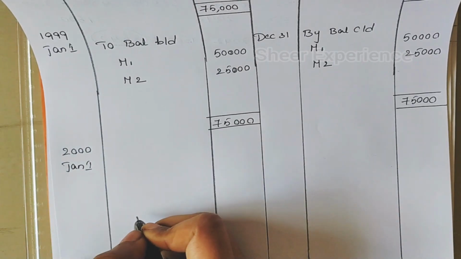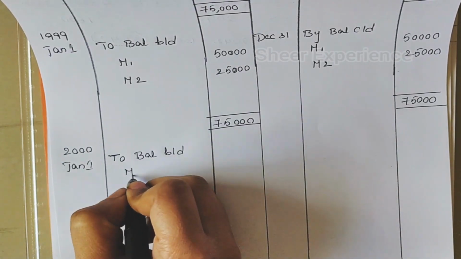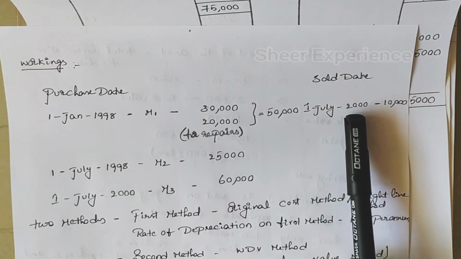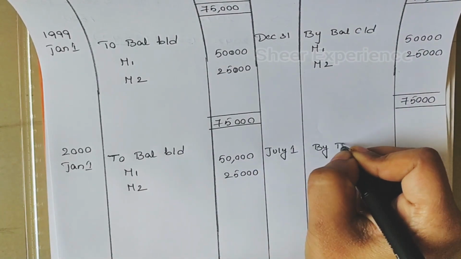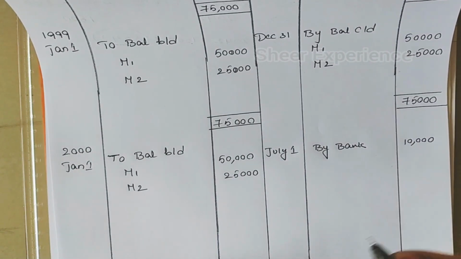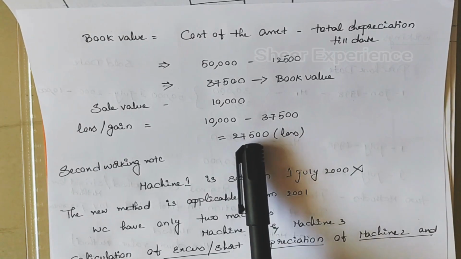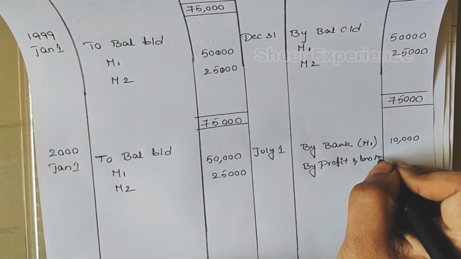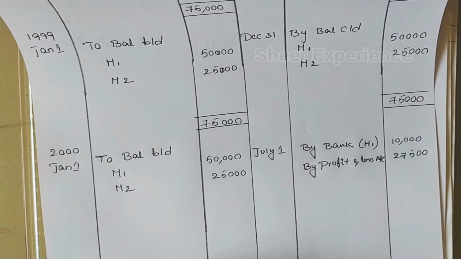In the beginning of the third year, that is in 2000, we will bring down the same balances for Mission 1 and Mission 2. In this year, on July 1st, we have sold Mission 1 for 10,000. So we will mention by bank account in the particulars column on the credit side and 10,000 in the amount column. We have already calculated loss or gain on Mission 1.